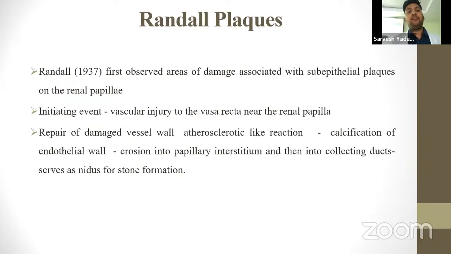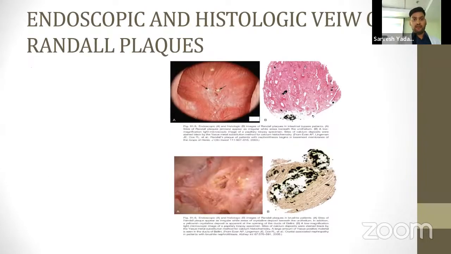Randall plaques. Randall first observed areas of damage associated with subepithelial plaques on renal papillae. The initiating event is vascular injury to the vasa recta near the renal papilla. In repair of the damaged vessel wall, atherosclerotic-like reactions form, and calcification of the endothelial wall leads to erosion into the papillary interstitium and then into the collecting ducts, serving as a nidus for stone formation. This is the endoscopic and histological view of Randall plaques.